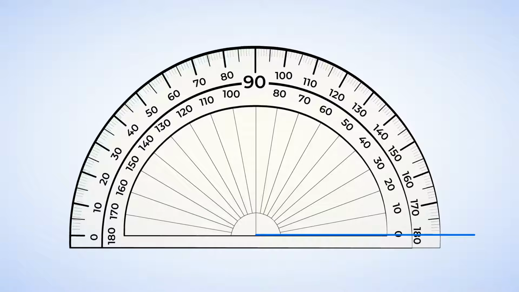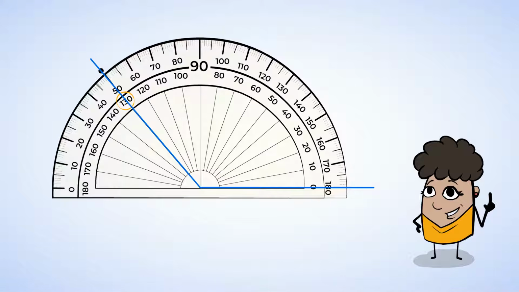Now, follow the inside numbers to 130. We'll make a dot here to mark it, and then use a straight edge or ruler to connect the dot to the vertex. And voila! Now we have an angle with a measure of 130 degrees.